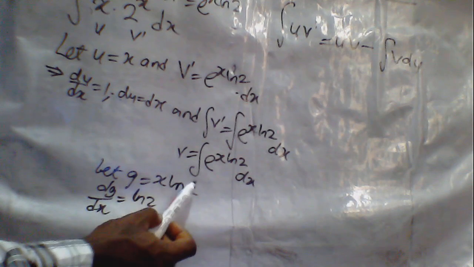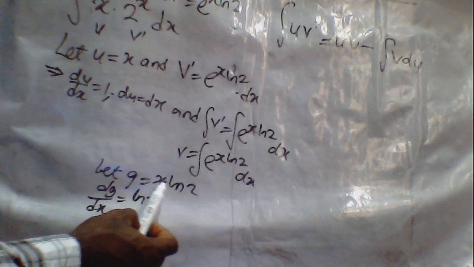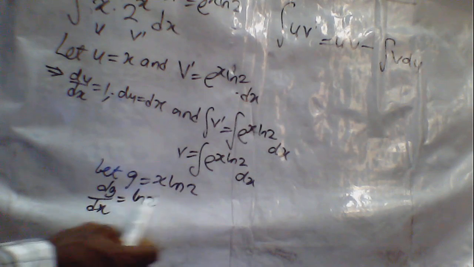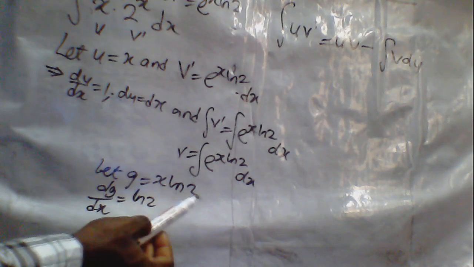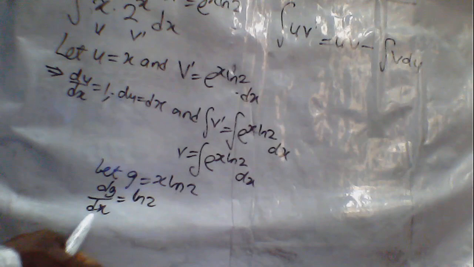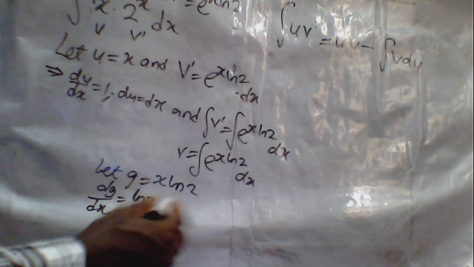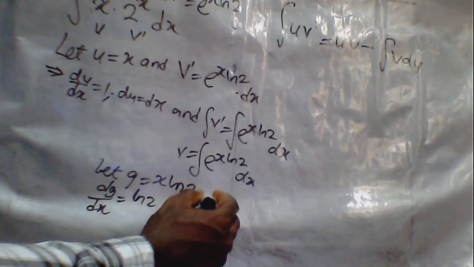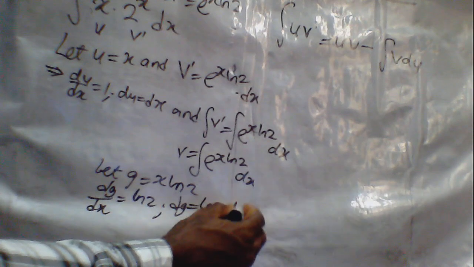This is product rule. You keep the first one, you differentiate the second. Differentiating a constant will give us 0. Plus, I keep the second one, now I differentiate this. If you differentiate s, it gives us 1. 1 times ln 2 is equal to ln 2. So dg/ds is equal to ln 2. Therefore, dg is equal to what? ln 2 ds.